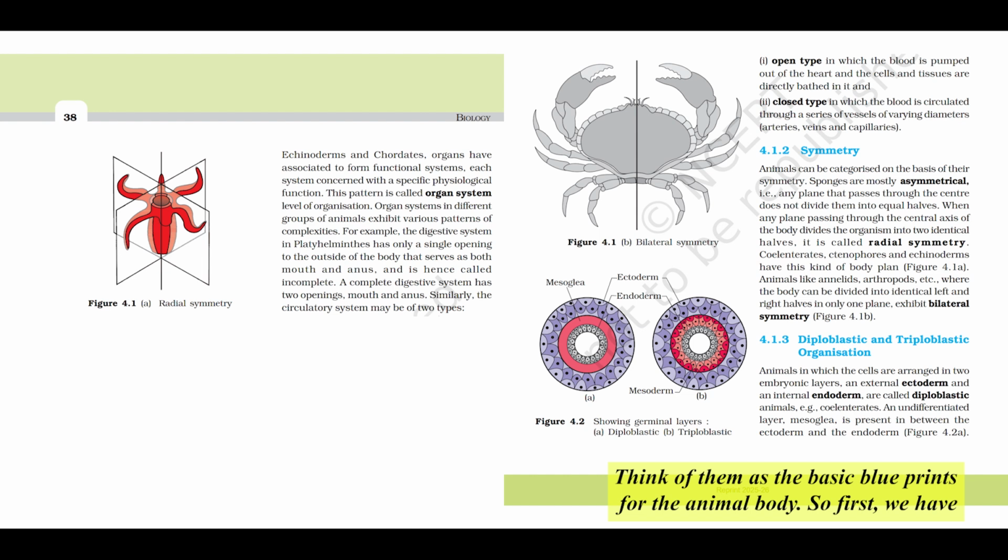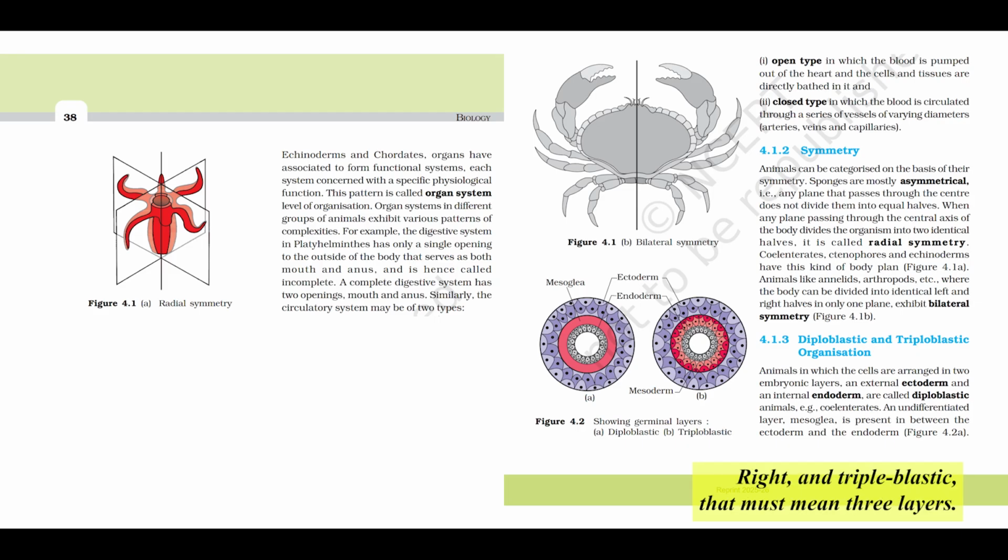So first we have diploblastic animals. These animals possess two primary embryonic layers, an external layer called the ectoderm and an internal layer called the endoderm. What's interesting here is that in between these two layers, there's often an undifferentiated, non-cellular, jelly-like layer called the mesoglea. Okay, two main layers plus a sort of middle jelly. Kind of. Coelenterates like hydra and jellyfish are the classic examples. The ectoderm typically gives rise to the outer coverings and the nervous system, while the endoderm forms the lining of the digestive tract and associated glands.